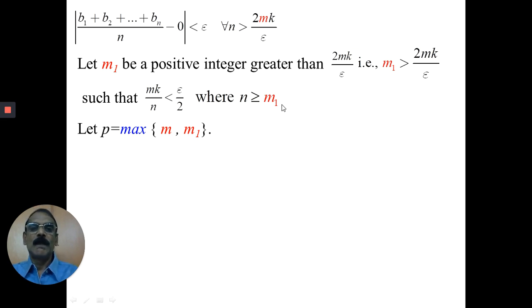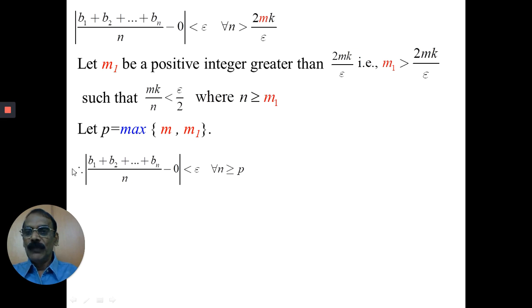There are two m's here. We have chosen m in the case of the convergent sequence bn converging to 0. There we have chosen this m. Now we have chosen another m, namely m1. m1 is greater than 2mk by epsilon. To prove that the limit of (b1 plus b2 plus so on plus bn) by n is equal to 0, we choose one of them, either m or m1. Therefore, let p be the maximum of m and m1. And again we recall, in the case of a convergent sequence, we always choose the maximum.